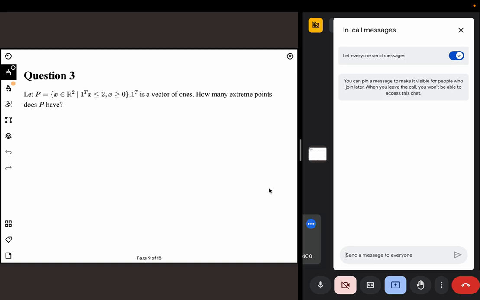Yeah. So we have a set P such that x belongs to R2, and 1 is again a vector of 1s. 1 transpose x is less than or equal to 2, and x is greater than or equal to 0. How many extreme points does P have? So x is in the second dimension, in R2. We already have the formula: it is n choose m. All we need to find from this problem is what n is and what m is.